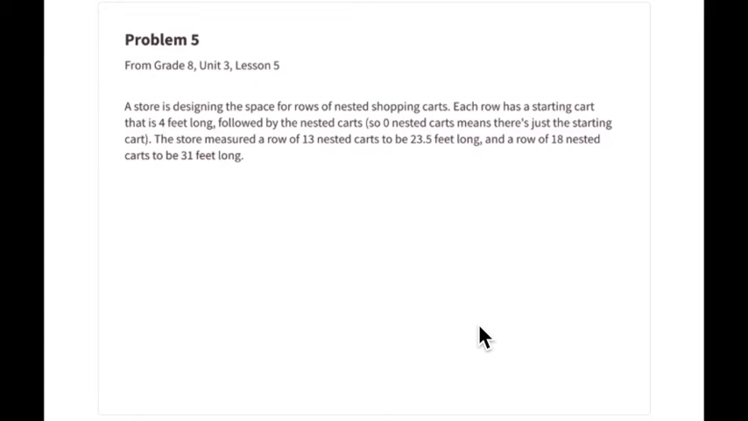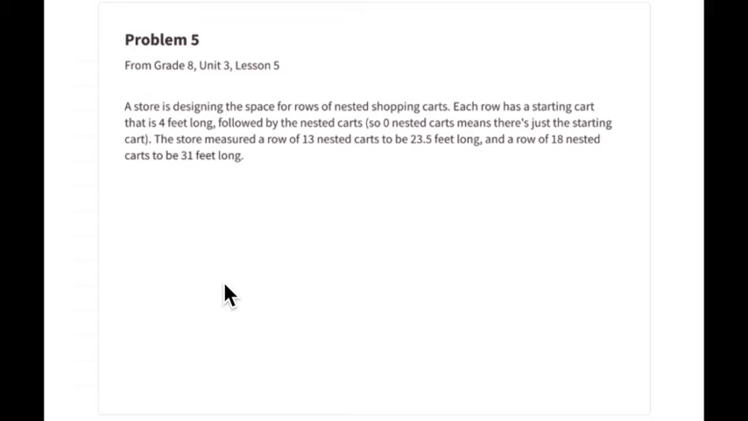This is problem number 5. A store is designing the space for rows of nested shopping carts. Each row has a starting cart that is 4 feet long, followed by the nested carts. And it tells you that 0 nested carts means that there's just the starting cart. Store measures a row of 13 nested carts, and that's 23.5 feet, and 18 nested carts, that's 31 feet long.